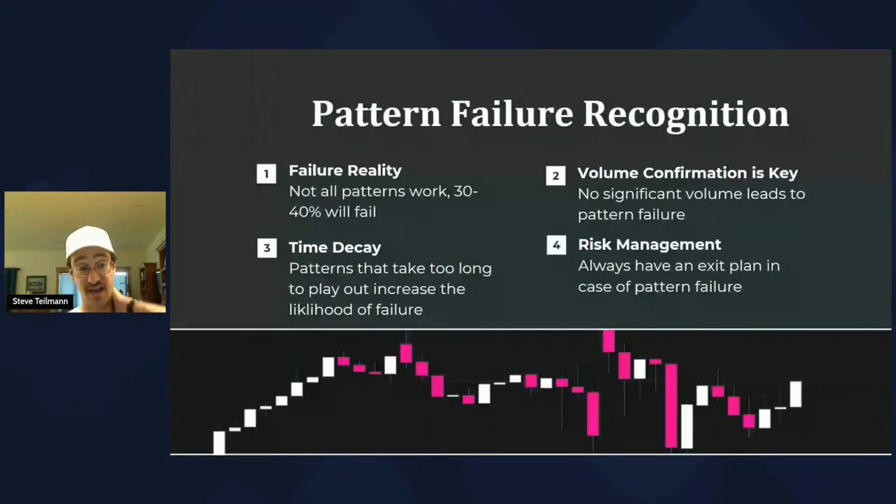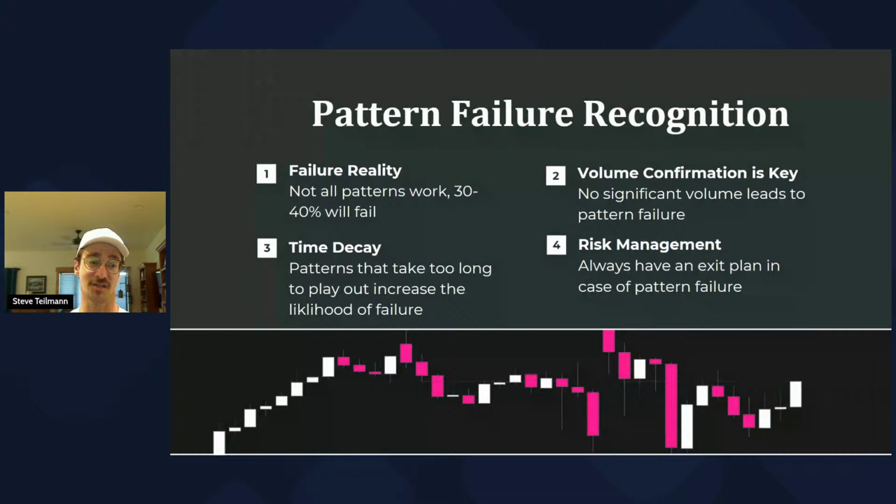So because of that, you don't have to look at the 30 to 40% failure rate as a thing that's bad. You just have to be ready in case it doesn't work. Pretty simple in that regard, at least. So, like with anything else, volume confirmation is key. If you don't have significant volume, that'll lead to the pattern failure.